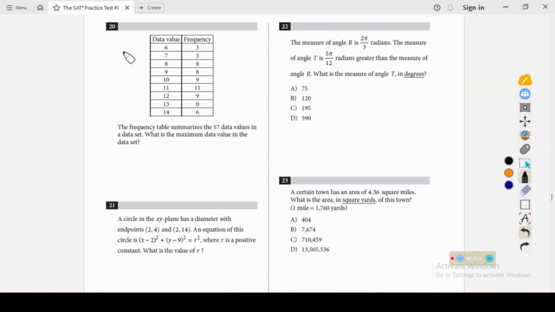In question number 20, a data set and a frequency table are given. The frequency table summarizes the 57 data values in a data set. What is the maximum data value in the data set? From the data values, the maximum data value is 14. The maximum means the largest data value. So 14 is the right answer.